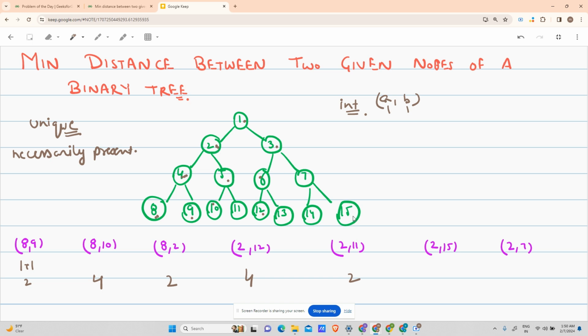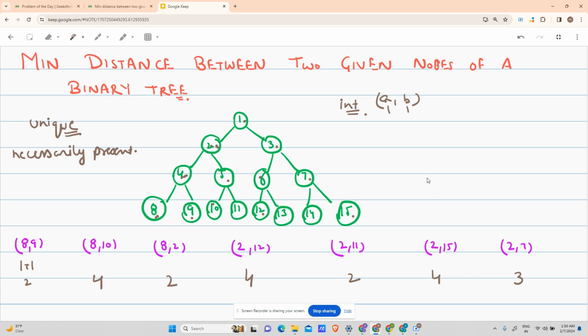2 to 15, this is the last node. 2 to 1, one step. 1 to 3, two steps. 3 to 7, three steps. 7 to 15, four steps. Correct? If you find anything discrepant, please let me know in the comment section, and we will improve from that knowledge. Now for 2 to 7: 2 to 1, one step, 1 to 3, two steps, 3 to 7, three steps. Right? I have mentioned the minimum number of steps here, right?